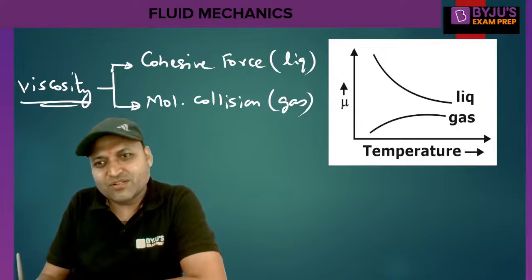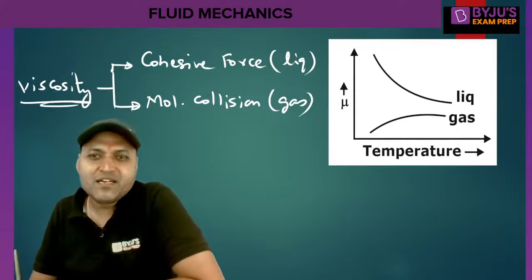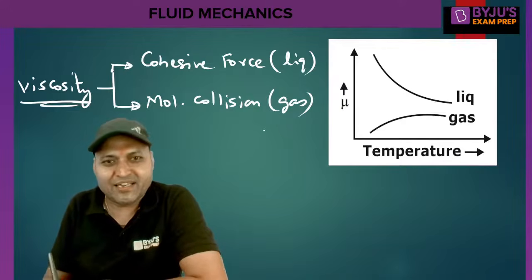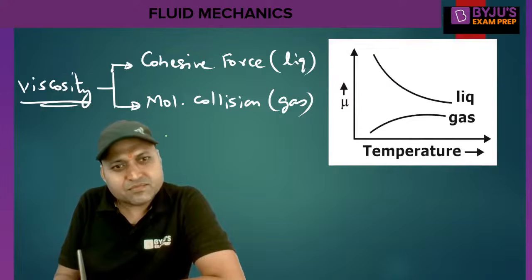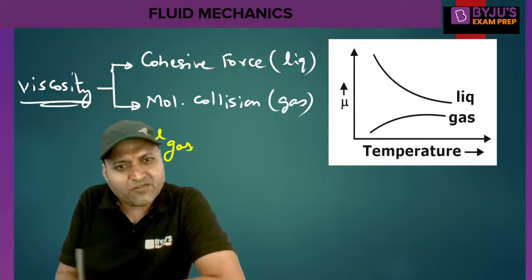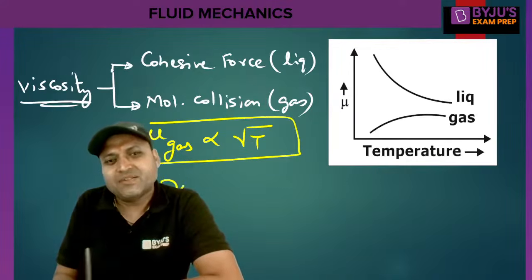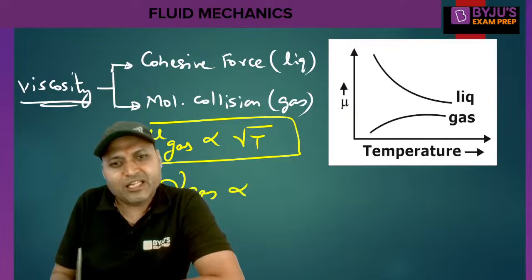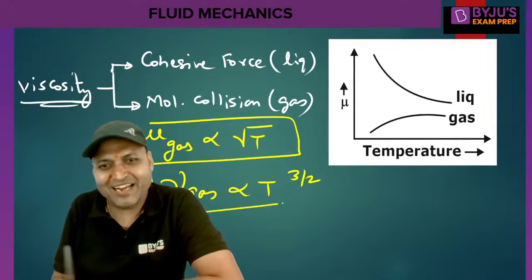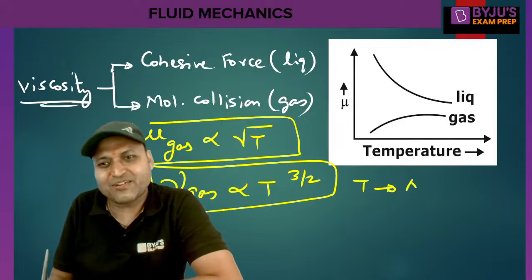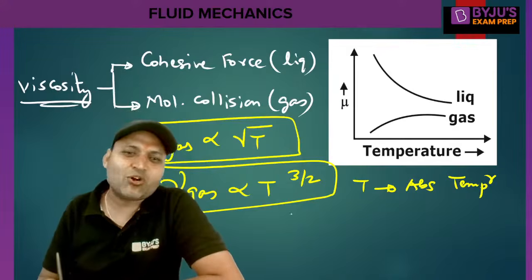So this is how in liquid, as the temperature increases, viscosity decreases, and in case of gas, by increasing the temperature, viscosity increases. Dynamic viscosity of a gas is directly proportional to the square root of its absolute temperature. Kinematic viscosity of a gas is proportional to T to the power 3/2. Very nice, Abhishek. Well done. T is the absolute temperature, which must always be in Kelvin.